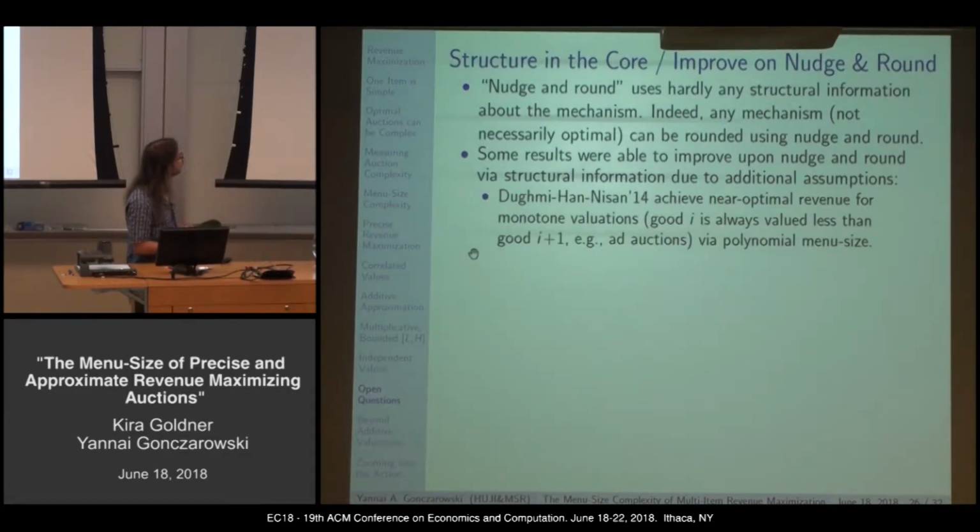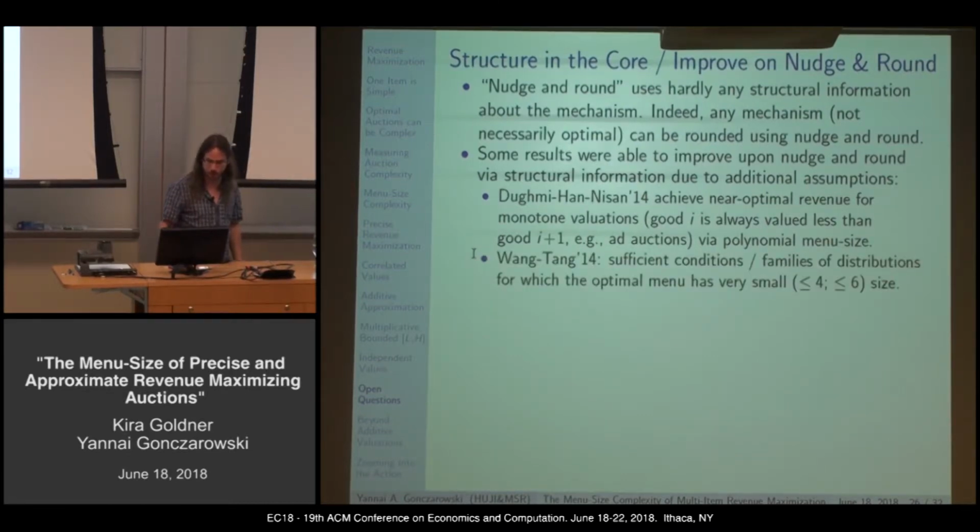So one of them is Dobzinski and Nisan. They achieve near optimal revenue via polynomial menu size via monotone valuations. They assume that the valuations are always such that good i is less valued than good i plus 1. You can think about ad auctions, where you always prefer to have the first ad rather than the second ad rather than the third ad, etc. So for this, they were able to derive structural information for the optimal auction for this case, and to show that they can approximate it using polynomial menu size.